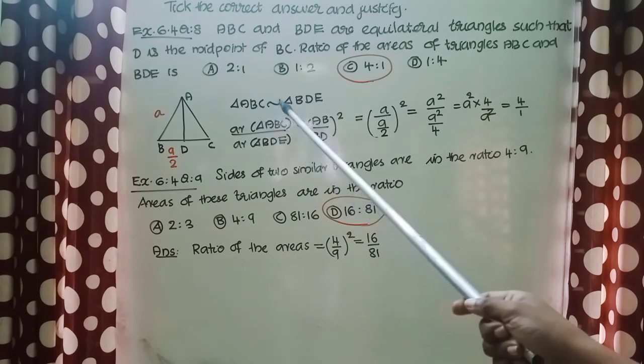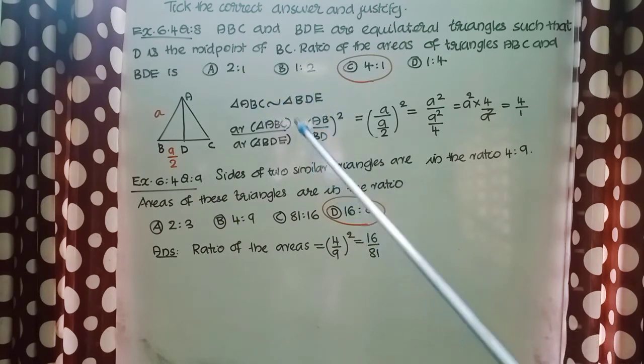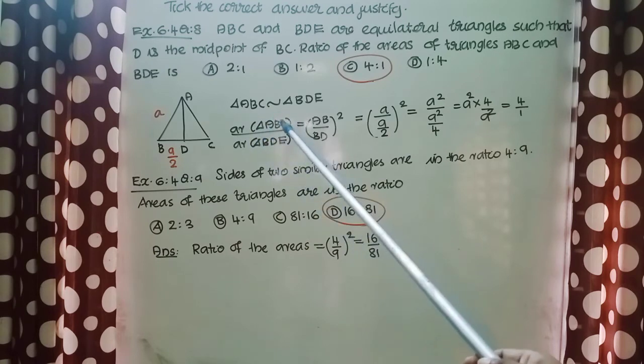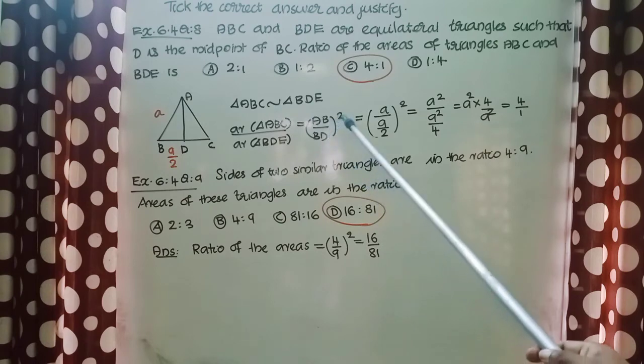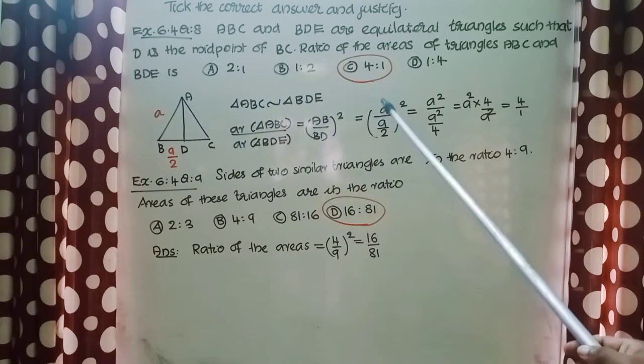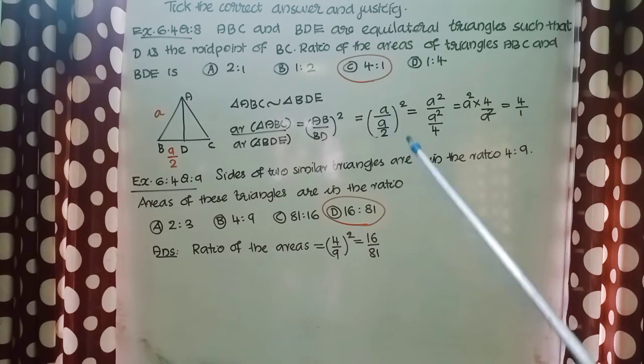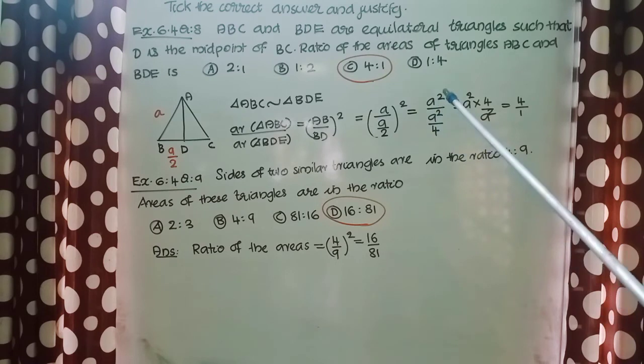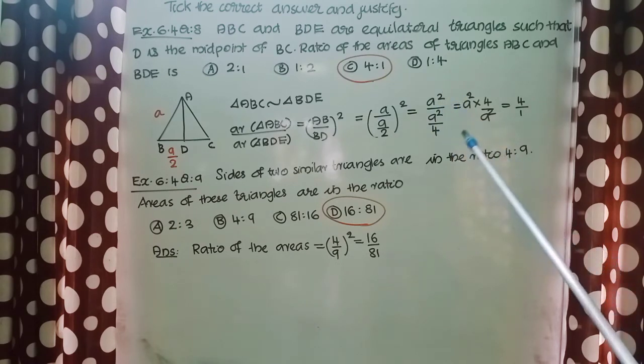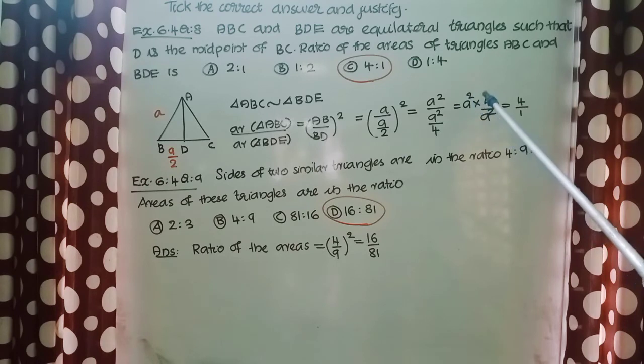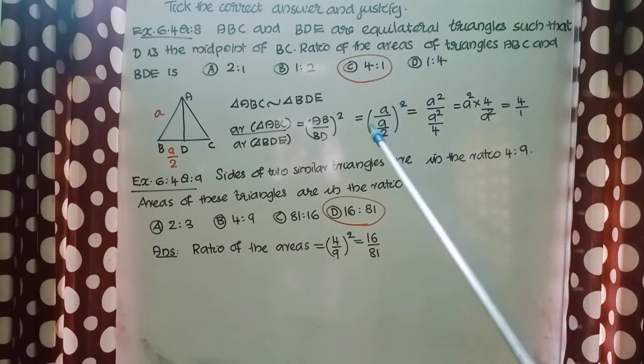We have triangle ABC similar to triangle BDE, so we can write area of triangle ABC by area of triangle BDE equal to AB by BD whole square. Here AB is a and BD is a by 2. So that is equal to (a by (a by 2)) whole square, that is a square by a square by 4, that is a square into 4 by a square. A square can be cancelled. We get 4 by 1. Therefore, the ratio is 4:1.